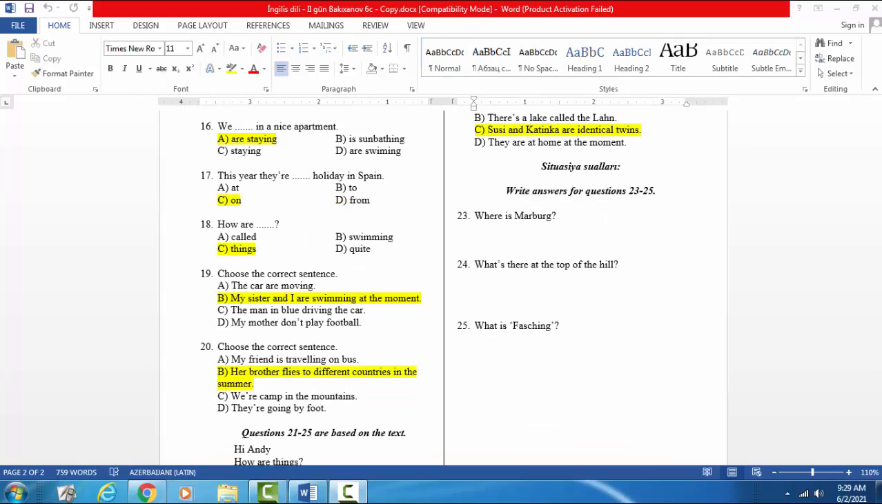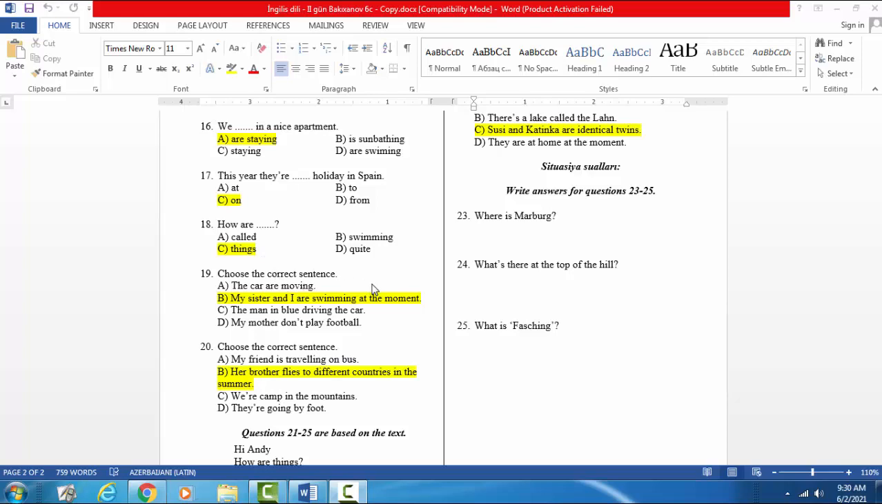Question 16. We are staying in a nice apartment. We use the expression like stay in an apartment. A variant is correct. Question 17. This year they are on holiday in Spain. We use the preposition on with the word holiday. Question 18. When we want to ask about the work or other things in the life of a person, we use the question, how are things?